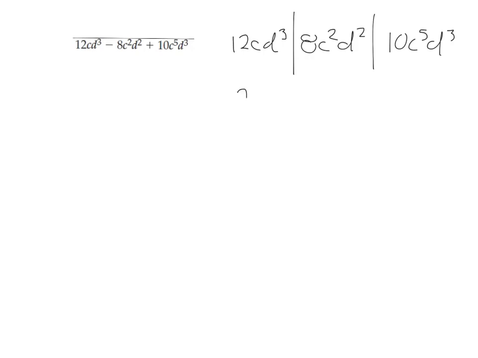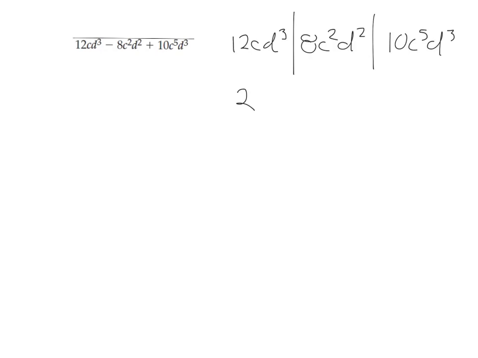Alright, you can see our final example here in GCF. We have 12cd cubed minus 8c squared d squared plus 10 c to the fifth times d to the third. So we have 12, 8, and 10 in my trinomial. I separated them again, and then I'm going to ask myself, what can I divide 12, 8, and 10 by? What can I divide all of them by? I'm looking for the largest number. And the largest number is 2. I can't do 4, I can't do 6, I can't do 5. So that gives us our first number in our GCF.